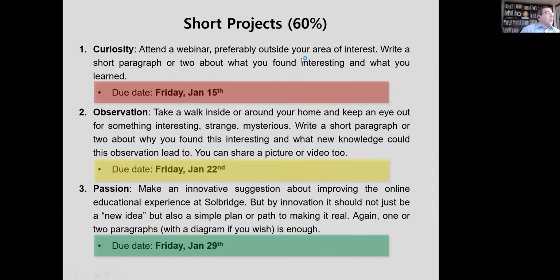Did I not share the screen? No, you haven't been sharing. Yeah, okay. So these are the short projects: curiosity, observation, and passion. Any questions?